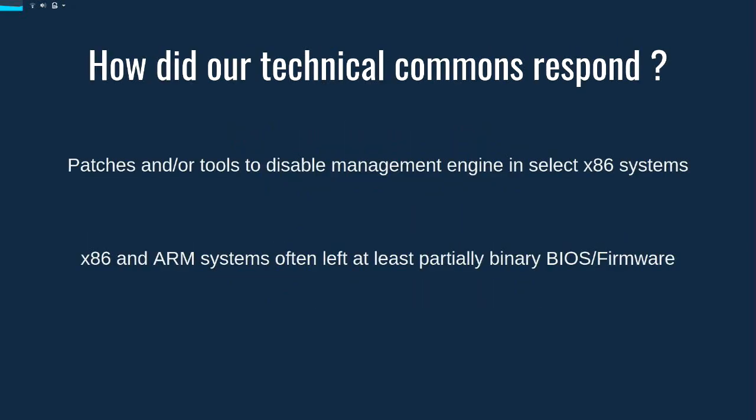So our community as a technical commons, I think, responded pretty solidly. We very quickly had patches available that would disable the management engine in at least some x86 architecture systems, and I think credit is due there to some of the libre-focused vendors in the Intel space, the x86 space, who pretty quickly brought tools out to do that. Purism and System76 are two that come to mind.